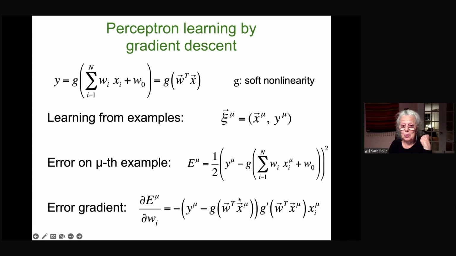I get the argument of the quadratic error, the target Y minus the Y that the network gives me. I get the minus sign. I get the G prime of the linear combination between the W's and the X's. And when I take the gradient with respect to a given Wi, a given component of the weight vector, I get Xi mu.